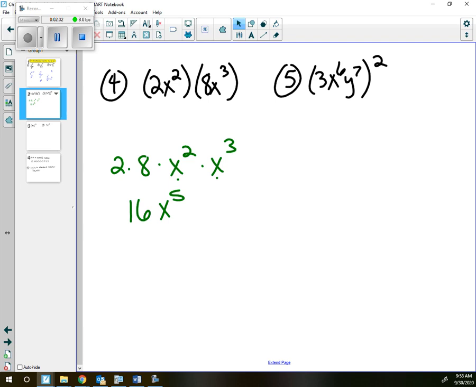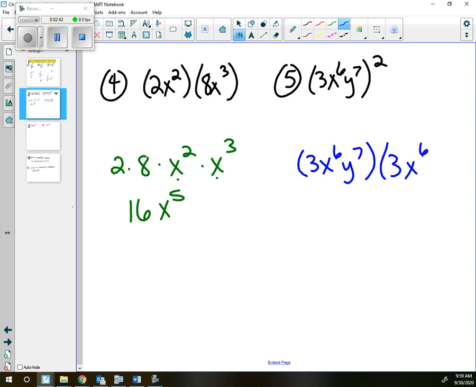Think about what it means to take a product like that and raise it to a power. So remember, that means the same as 3x to the 6th, y to the 7th times itself. So that's one way to think of it. That means you're taking everything on the inside and squaring it. Another way to think of it, if you prefer to write it out, that's great. So we can multiply together the coefficients. So 9. x to the 6th times x to the 6th would be x to the 12th. And then y to the 7 plus 7 would be 14. So some people think of it that way.